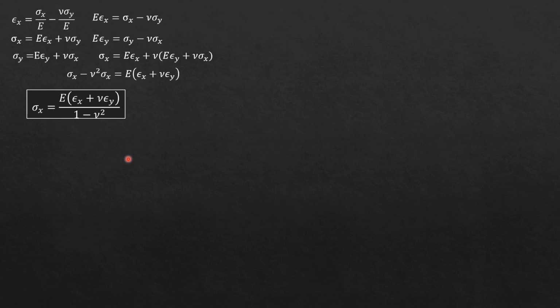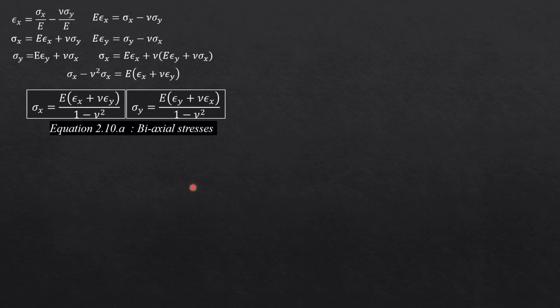Similarly, stress sub Y, normal stress Y, is E quantity strain Y plus Poisson's ratio strain X over 1 minus Poisson's ratio square. So take note that for biaxial stresses, there's no stress along the z-axis. So that's for biaxial stresses. For triaxial loadings, the following will be the strains.